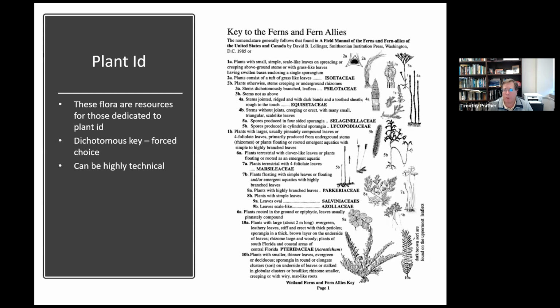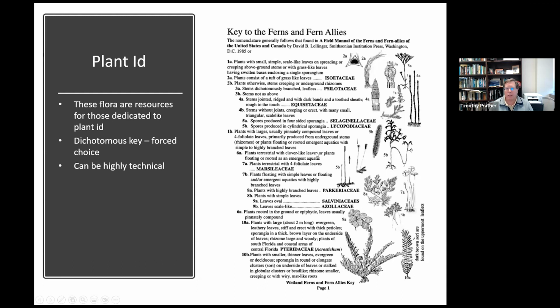This one just happens to be ferns and fern allies. And so you can see here that there's a category 1A, and you make a decision based on that. And it has wonderful terms like scale-like leaves, swollen bases, single sporangium. So you need to know those types of terms in order to effectively utilize this. And so you would either have a 1A or a 1B. So it would either be that one or this 1B, which is plants with larger, usually pinnately compound leaves.